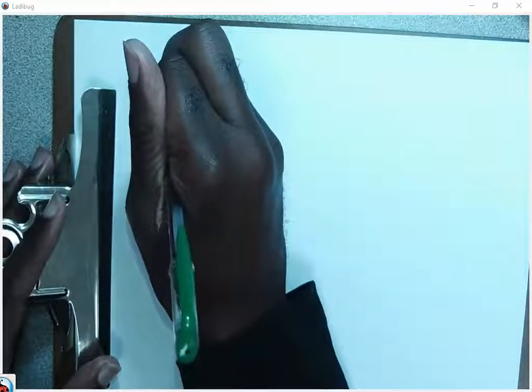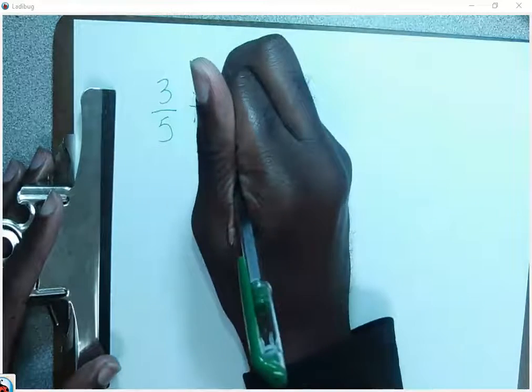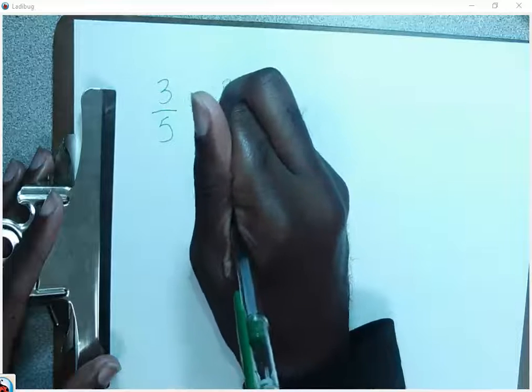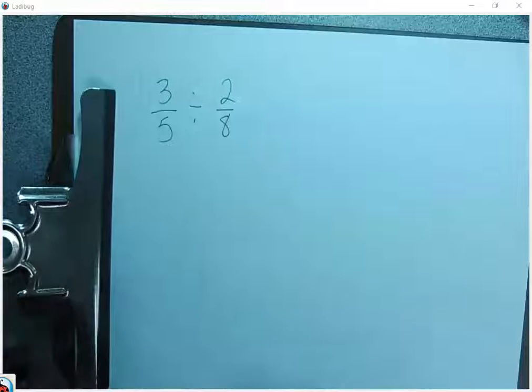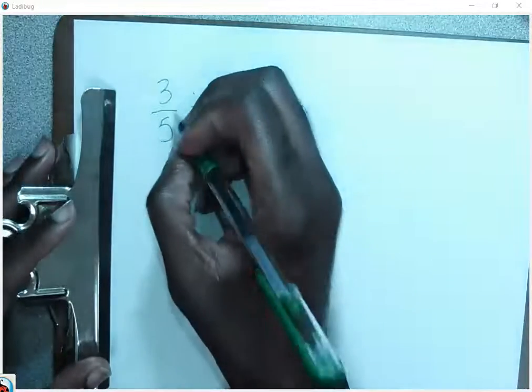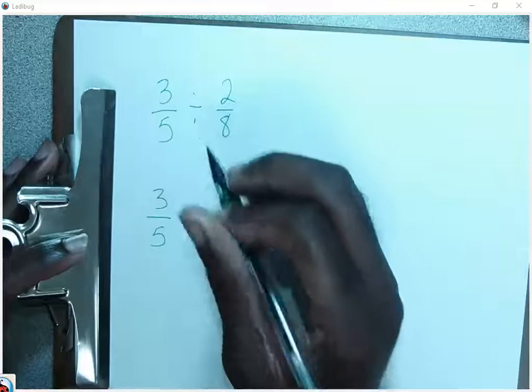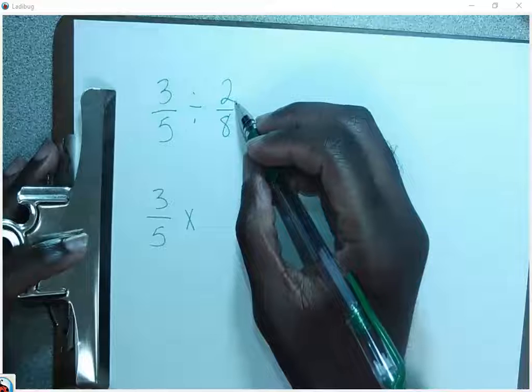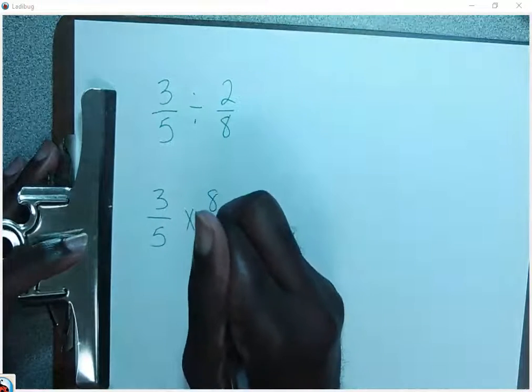All right, let's do one more. I have the fraction 3/5 divided by 2/8. Okay. So once again, we're going to keep something, we're going to change something, we're going to flip something. We're going to keep our first fraction the same, that's 3/5. We're going to change our division sign to multiplication. And we're going to flip our last fraction from 2/8 to 8/2.